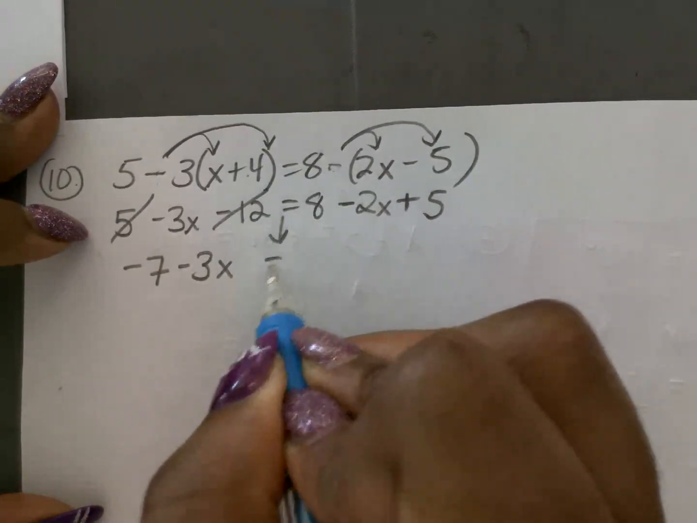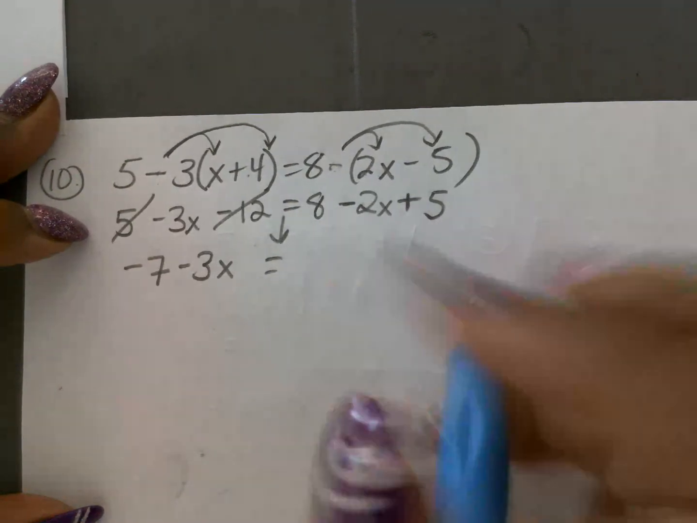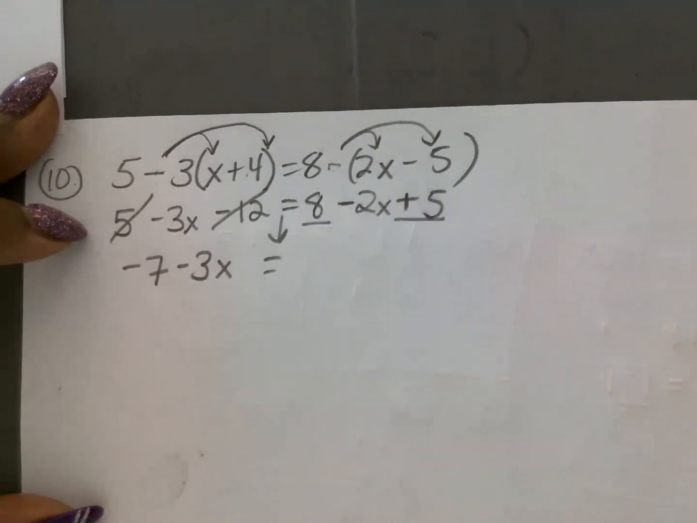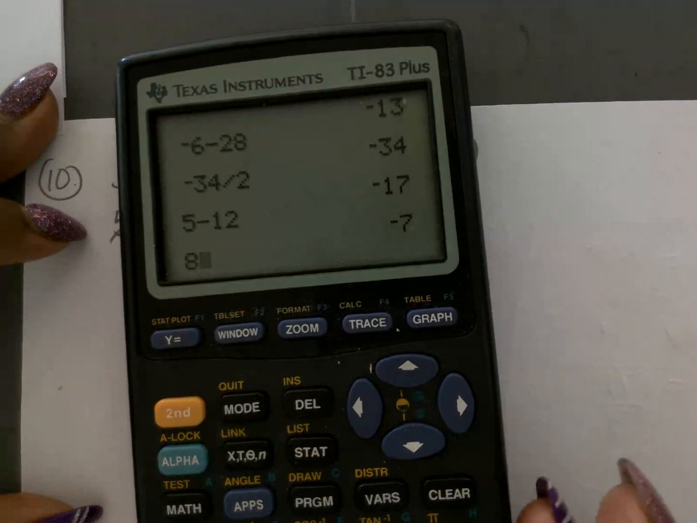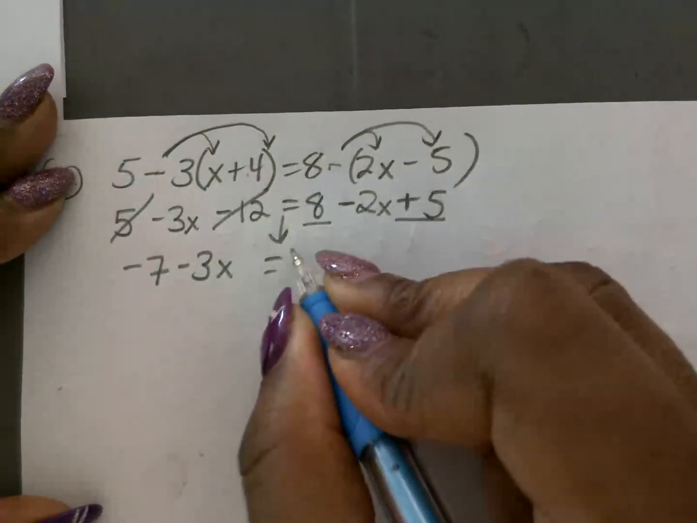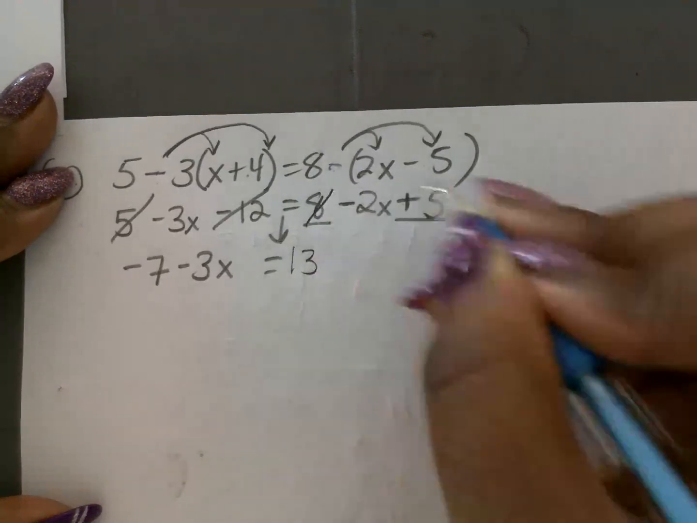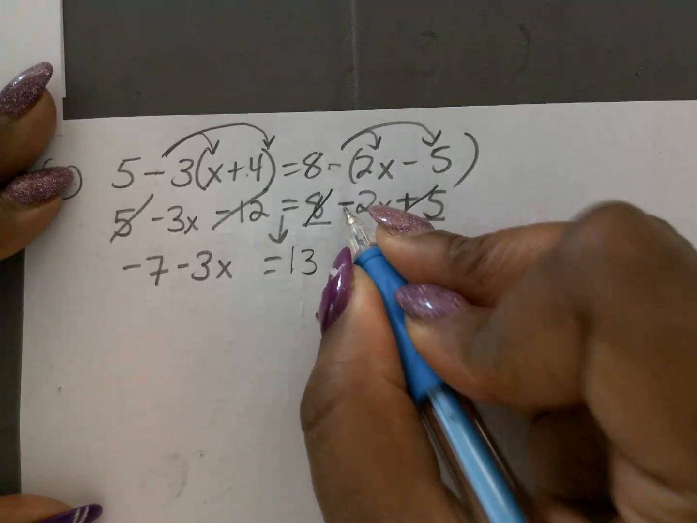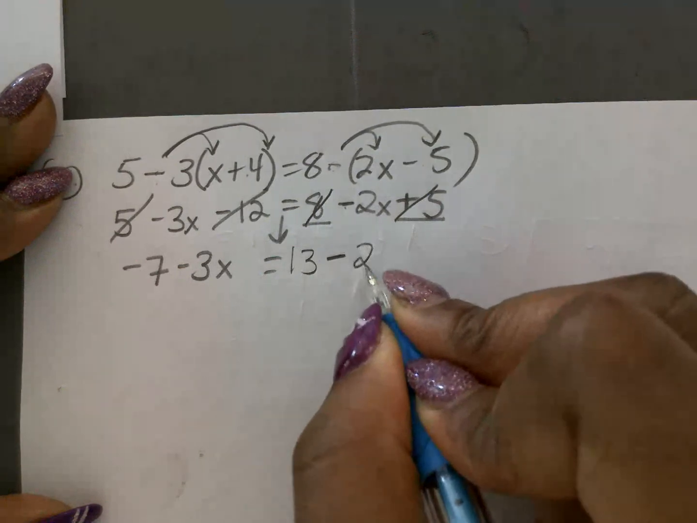Bring down the equal. On this side, we got 8 plus 5. If you forget, you can type it in as 8 plus 5. Do you see it? It's 13. So we have 13 here. And bring down the minus. Don't forget the sign in front of it.